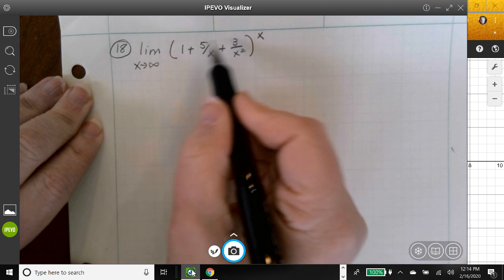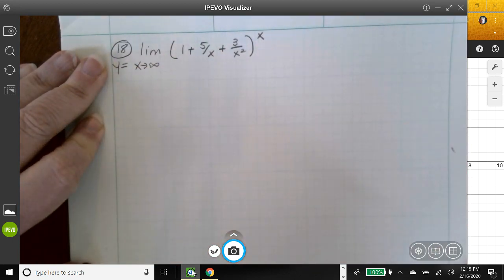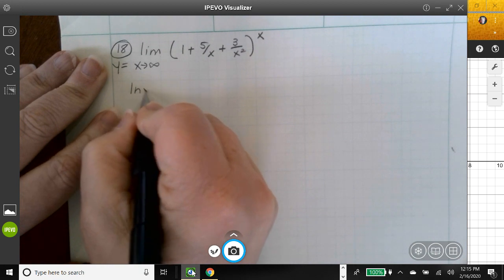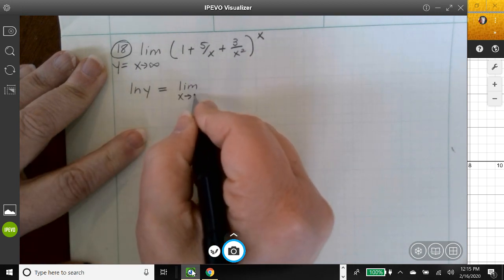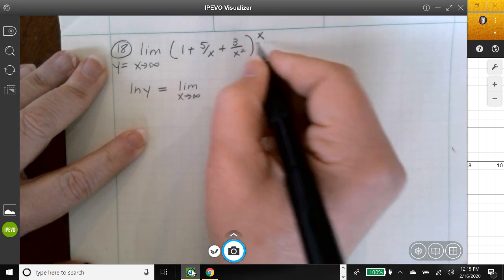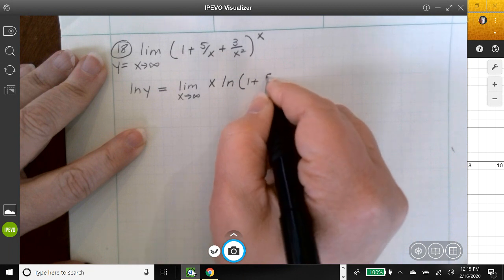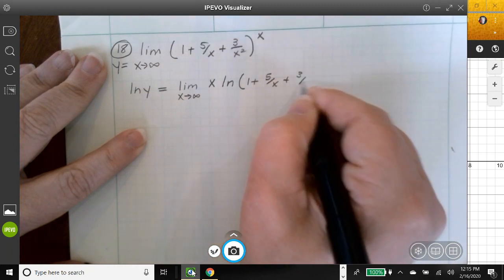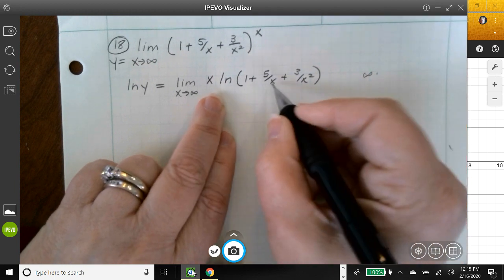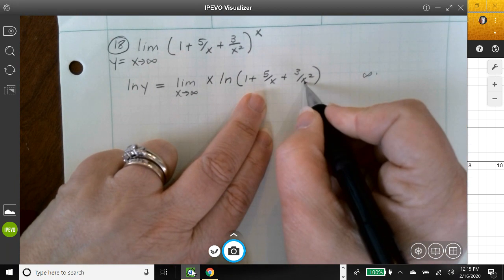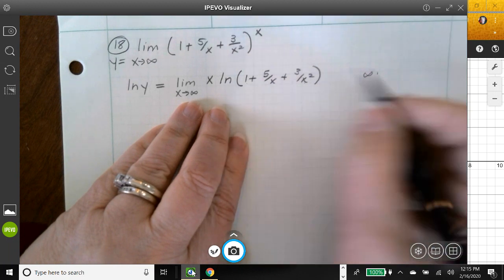Now this is a function of x raised to the function of x, so I'm going to say that that's y equals, and we're going to take the natural log of both sides, so we get natural log of y equals the limit as x goes to infinity of, I'm going to take the liberty of bringing that x down in front, x times the natural log of 1 plus 5 over x plus 3 over x squared. And I have infinity times, well, these terms, 5 over x, 3 over x squared, when x goes to infinity, these terms go to 0, so I get the natural log of 1, which is 0.